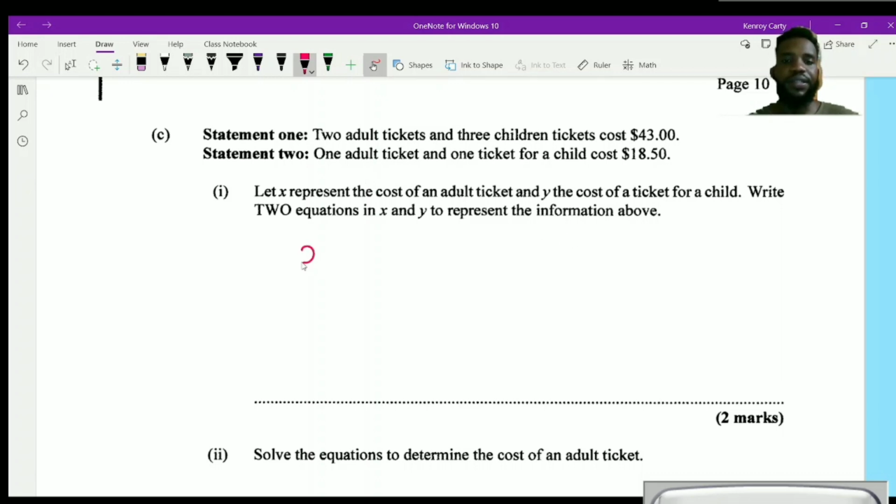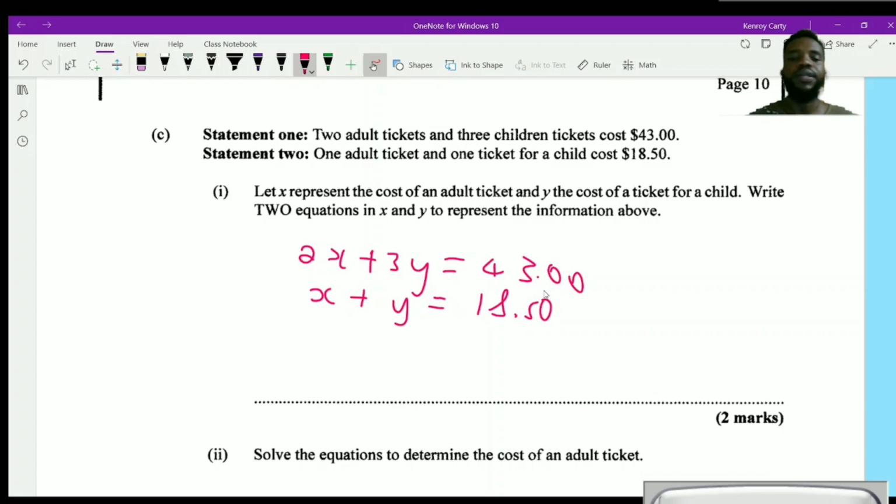You have 2 adult tickets, so you're going to have 2X, and 3 children tickets, so 3Y, because remember Y is the cost of 1 child ticket, is equal to 43. 1 adult ticket, so just X. I don't have to put 1X because X by itself means 1X. And 1 child ticket, so plus Y, we don't have to write 1Y, is simply equal to $18.50. So these are 2 equations that technically speaking represent the situation that is given.